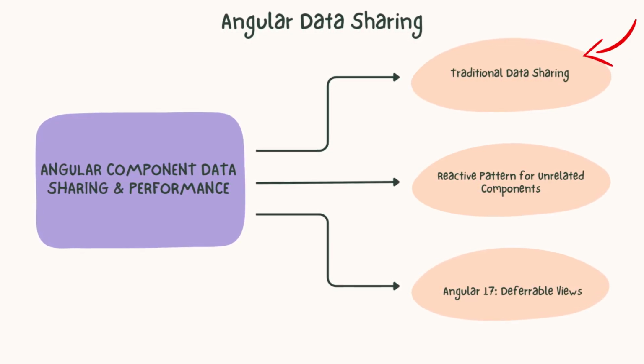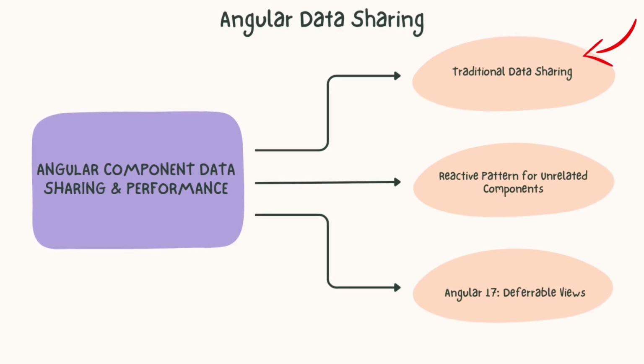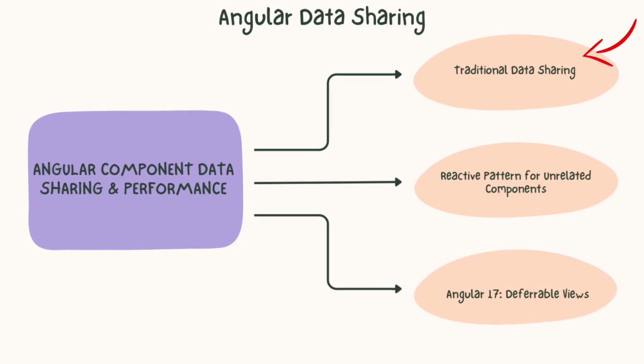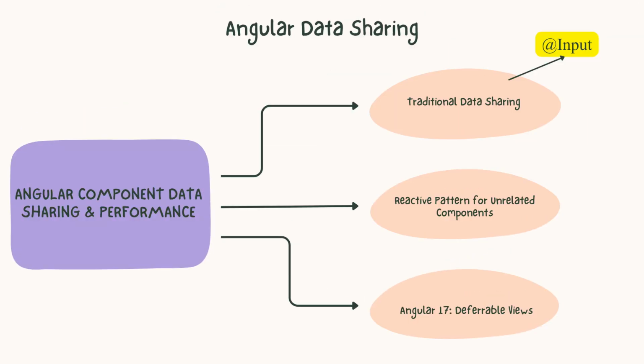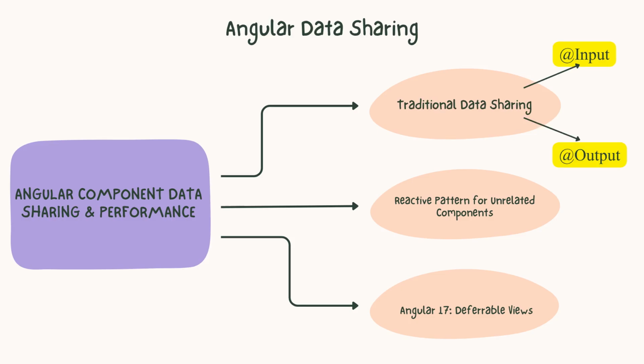First, the most common approach is traditional data sharing using @Input and @Output from the Angular core module. @Input allows data to flow down from parent to a child component, while @Output enables sending data up from a child to its parent.